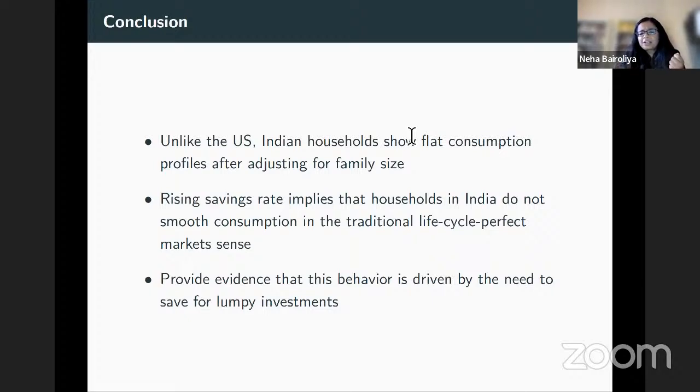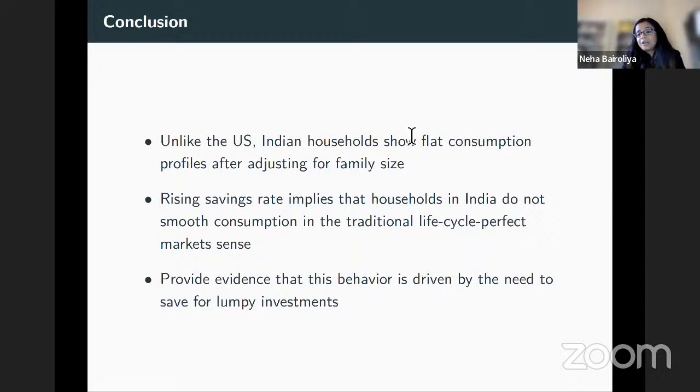So Indian households are not really smoothing consumption in the traditional life cycle perfect market sense. There seems to be something else going on. And hopefully I have convinced you, at least to some extent, that this behavior is partly driven by the need to save for lumpy investments.